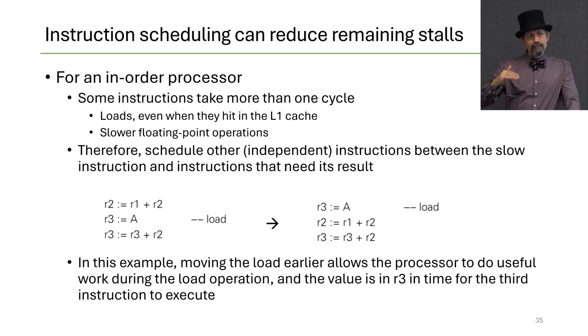We can avoid that stall by moving the load earlier so that we load A into R3, and then we do the add of R1 and R2, which is totally independent of the load. And then hopefully by the time we get to the next instruction, which actually uses R3, the data will be there.